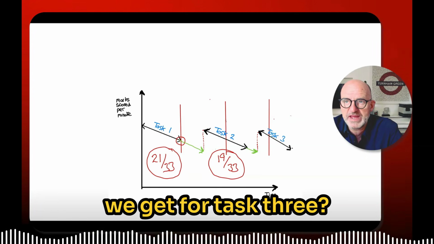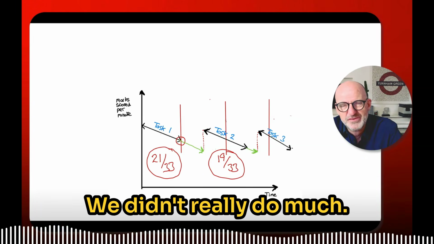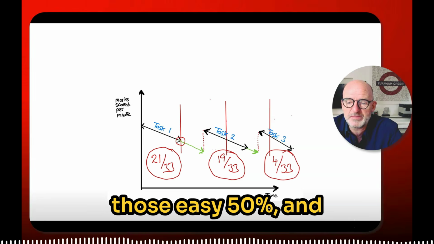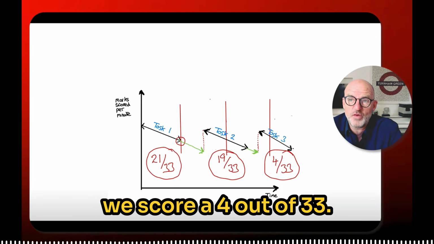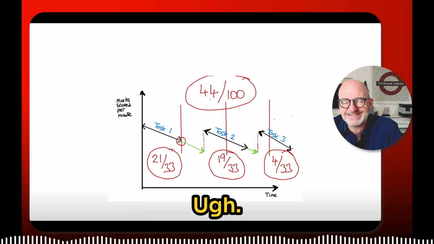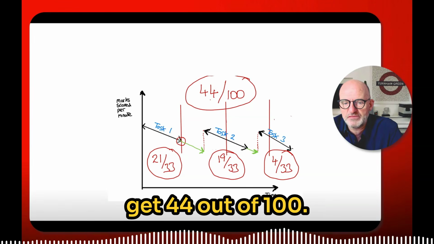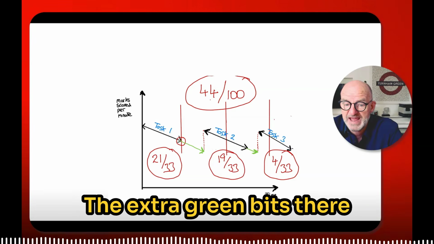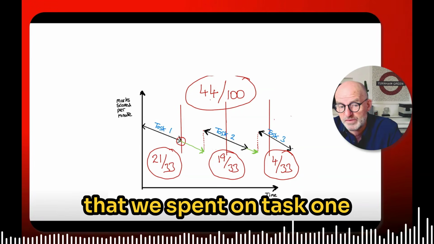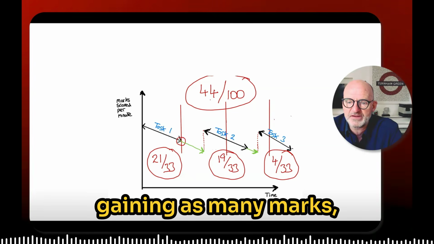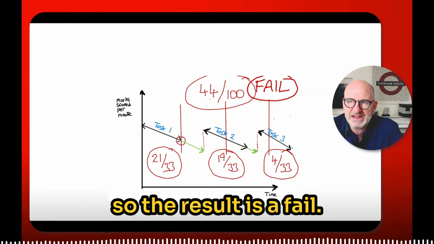How many marks do we get for task 3? We didn't really do much. We didn't give ourselves the opportunity to get those easy 50%, and we score a 4 out of 33. So what happens is we get 44 out of 100. We could have got better had we managed our time. The extra green bits there that we spent on task 1 and task 3, we're not gaining as many marks, so the result is a fail.